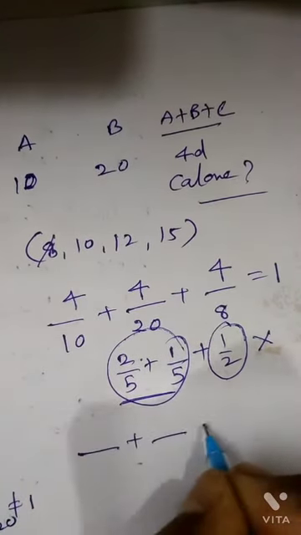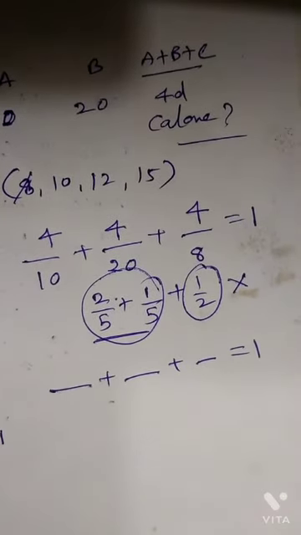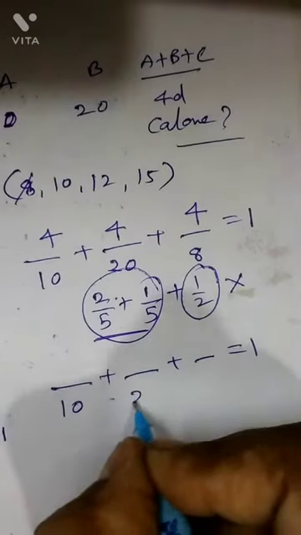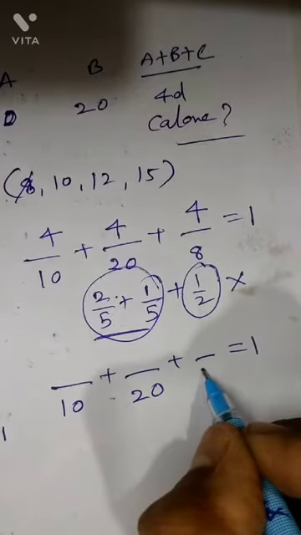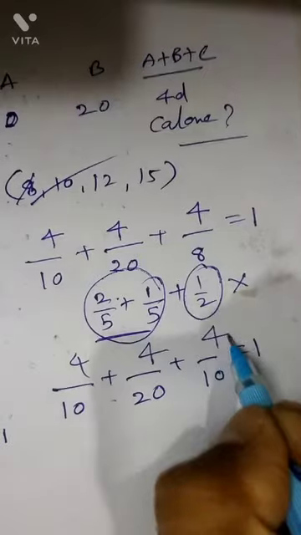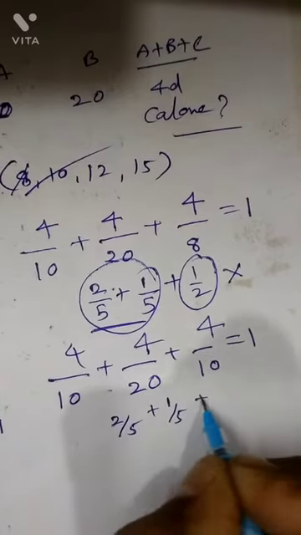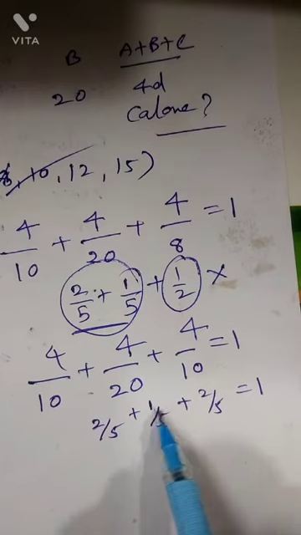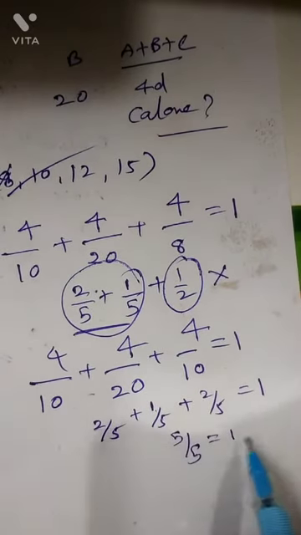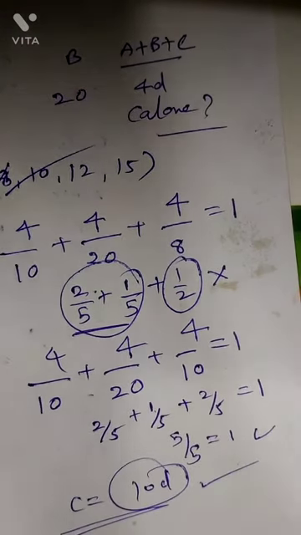Second option: dash plus dash equal to 1. A can do the work in 10 days, B can do it in 20 days. Suppose C can do it in 10 days. So 4, 4 and 4. This is very simple, dear students. This is 2 by 5, 1 by 5, 2 by 5, and this is equal to 1. So 2, 1, 2, that is nothing but 5 by 5, equal to 1. So C can do it separately in 10 days, which is the right answer. Thank you, dear students.